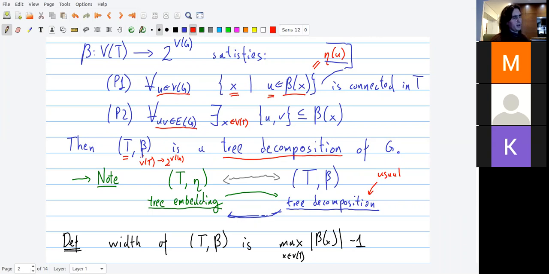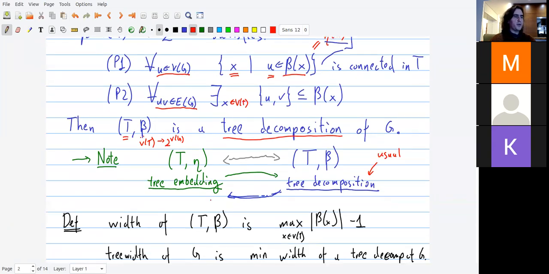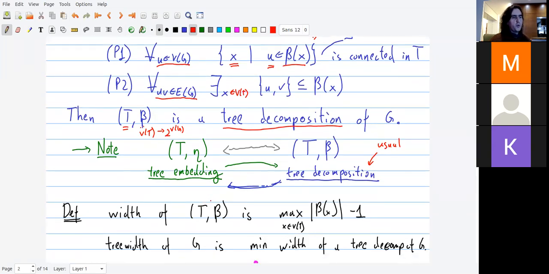However, I define this also via tree embedding because I think that graphically it is easier to grasp it in this way. And in both cases, this is a way of expressing the structure of a graph in the shape of a tree. And that's the main point. So now if we are trying to express the graph in the shape of a tree, we would like to understand what does it mean that such an embedding or such a tree decomposition is good, in the sense that it really shows that a graph looks like a tree.